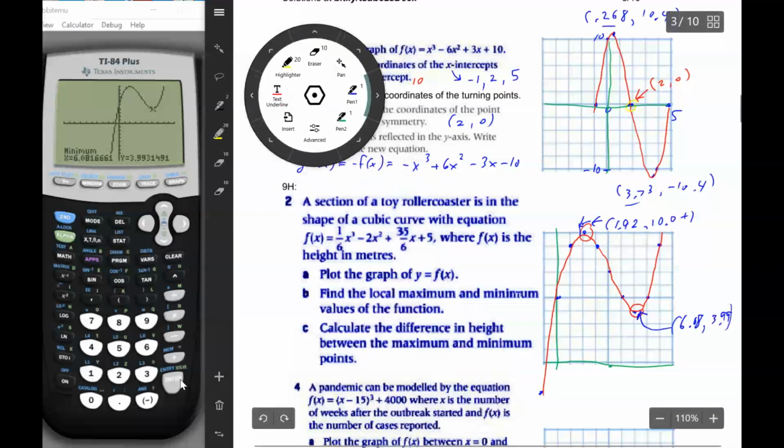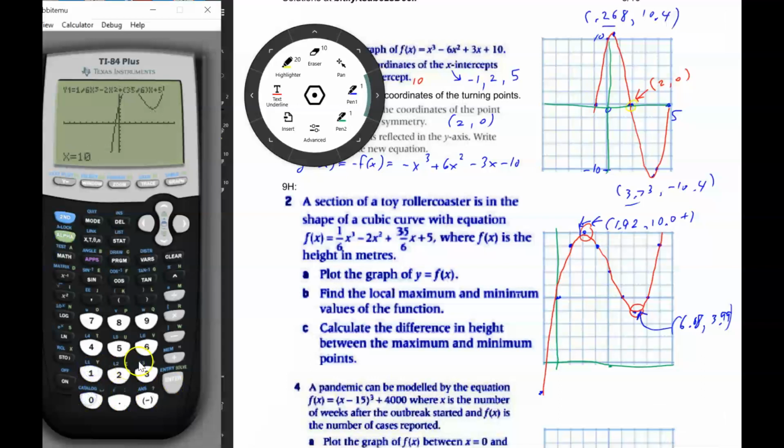Okay? All right, so that is the maximum and the minimum. And that says calculate the difference in height between the maximum and the minimum. So that's basically 10.00 something minus 3.99. 10 minus 3.99. So basically it's 6.01.